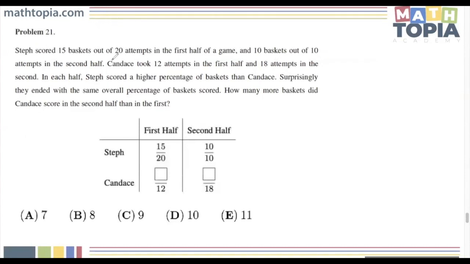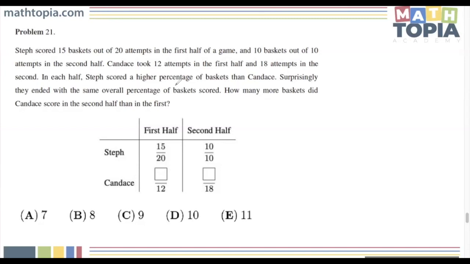Problem 21. We have Steph, who scored 15 out of 20 baskets in the first half of a game and 10 baskets out of 10 attempts in the second half. Candace took 12 attempts in the first half and 18 attempts in the second. In each half, Steph scored a higher percentage of baskets than Candace, but they ended up with the same overall percentage of baskets scored.